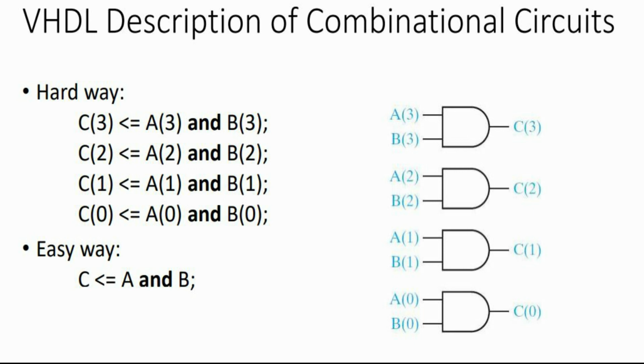C(3) <= A(3) and B(3). C(2) <= A(2) and B(2). C(1) <= A(1) and B(1). C(0) <= A(0) and B(0). In this example, every signal is of type bit. It means it can have a value of either 0 or 1. In VHDL, bit is a data type which can have a value of either 0 or 1.